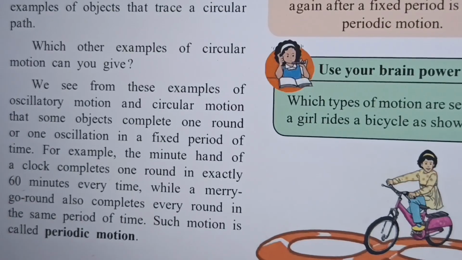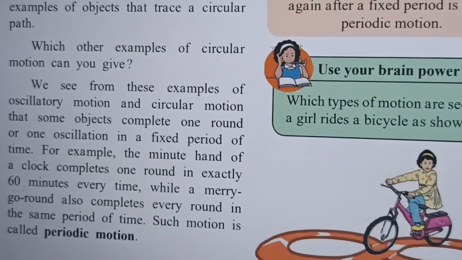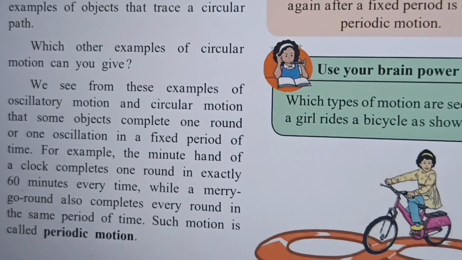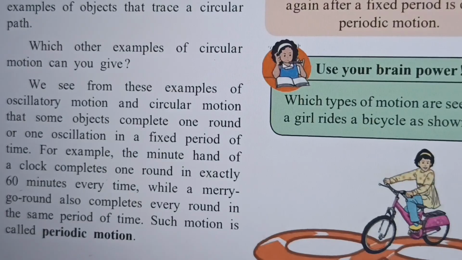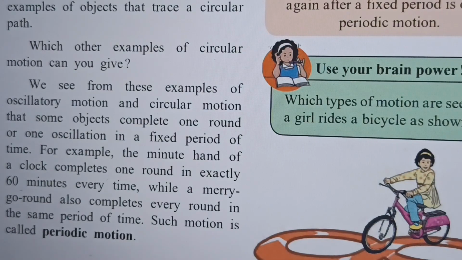So we have learned that whether it's an oscillatory motion or a circular motion, the motion that is repeating and happening in the same time, that has a fixed period of time, this type of motion is called periodic motion.